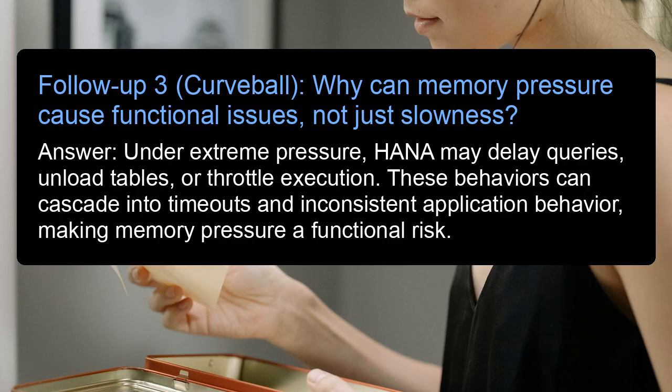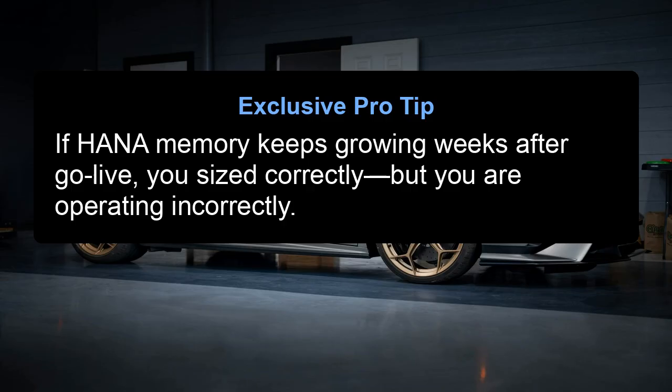Follow-up 3. Curveball. Why can memory pressure cause functional issues, not just slowness? Answer: under extreme pressure, HANA may delay queries, unload tables, or throttle execution. These behaviors can cascade into timeouts and inconsistent application behavior, making memory pressure a functional risk. Exclusive pro tip. If HANA memory keeps growing weeks after go-live, you sized correctly, but you are operating incorrectly.